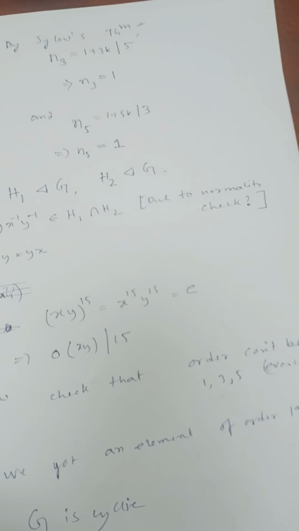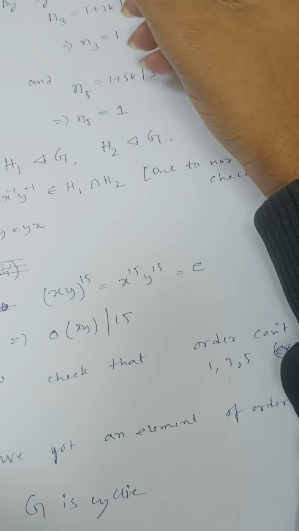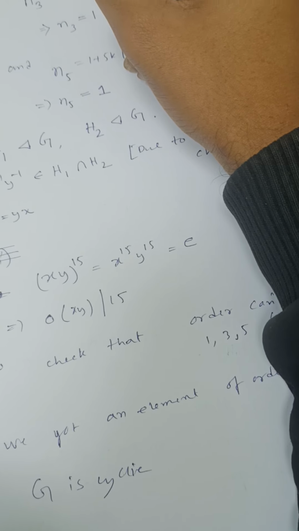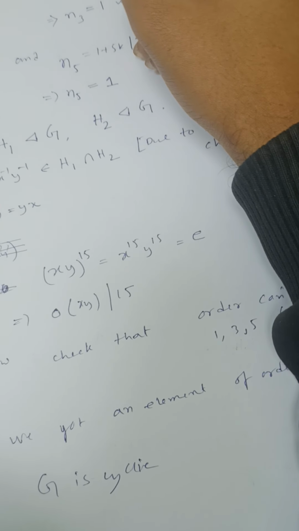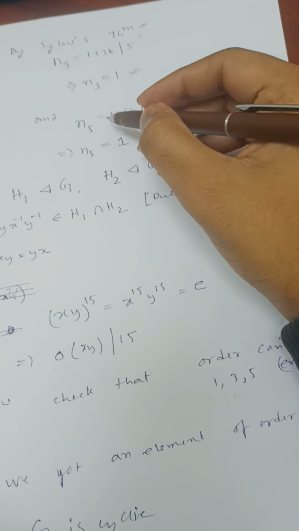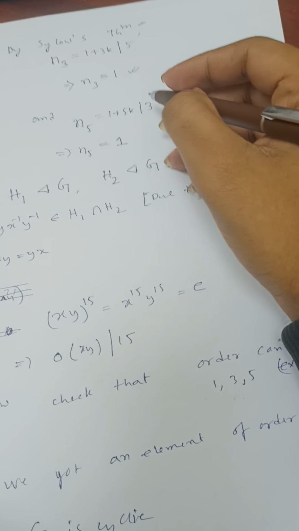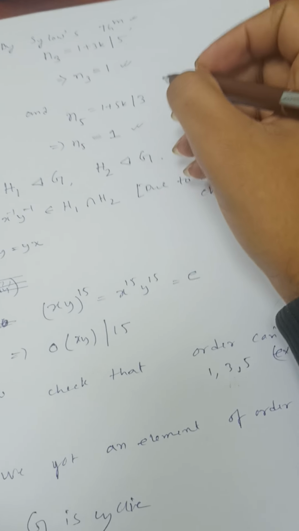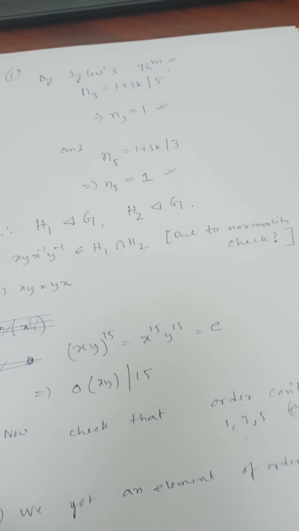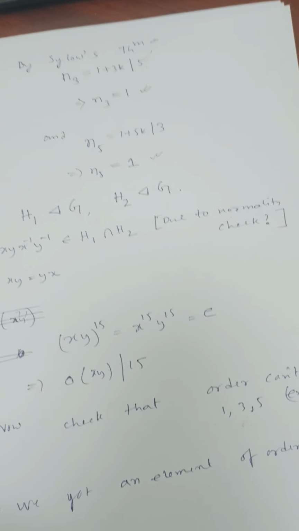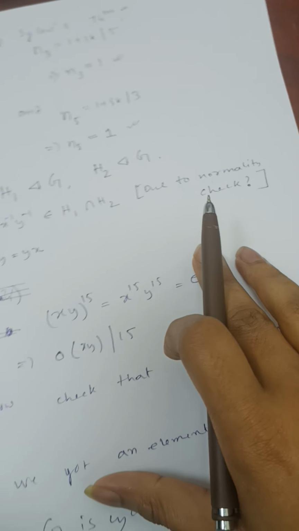So using Sylow theorem, I'll show that n3, which is equal to 1 plus 3k, divides 5. So using basic elementary number theory, we can say that n3 equals 1. And similarly n5, the number of Sylow 5-subgroups, which is 1 plus 5k, divides 3, from which one can say that n5 equals 1. We also know the well-known result that if the Sylow subgroup is unique, that means it is normal. So you can easily say that H1 and H2 are normal in G.